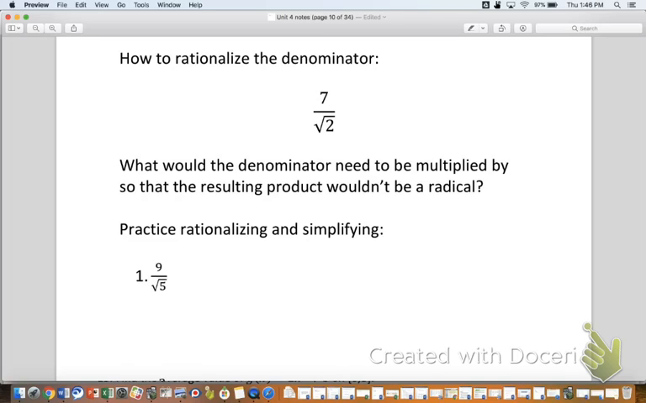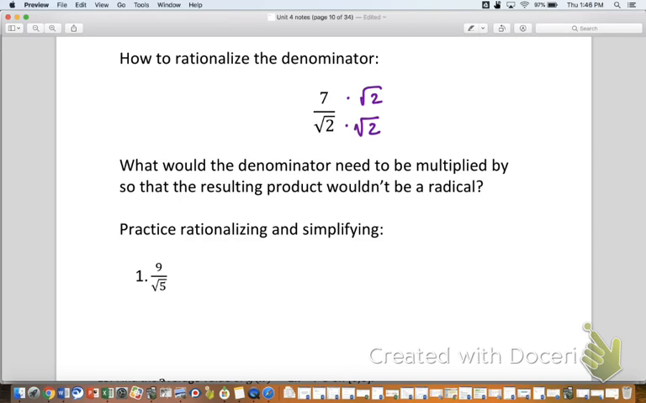Any ideas on what we'd need to multiply by here? Ava was starting to think maybe I need to do this or that. What do you think? Multiply by the square root of 2. So multiply what by the square root of 2? Both. The numerator and the denominator. Okay, so let's think this through. So I multiply the denominator by square root of 2 and the numerator by the square root of 2.